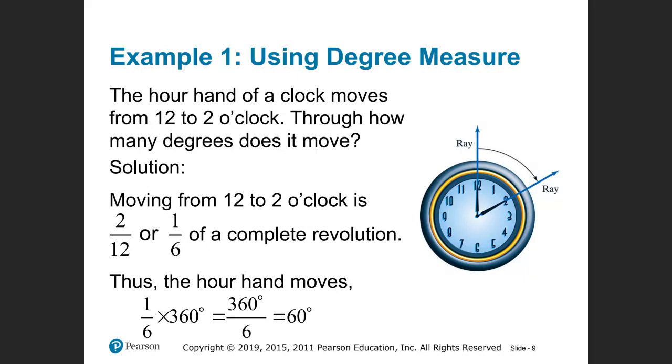Example 1, using degree measure. The hour hand of a clock moves from 12 to 2 o'clock. Through how many degrees does it move? If we look at the diagram, we see that going from 12 to 2 is 2/12 of a complete revolution. This reduces to 1/6. So we are going to take 1/6 of the complete revolution, 360, which gives us 60 degrees.